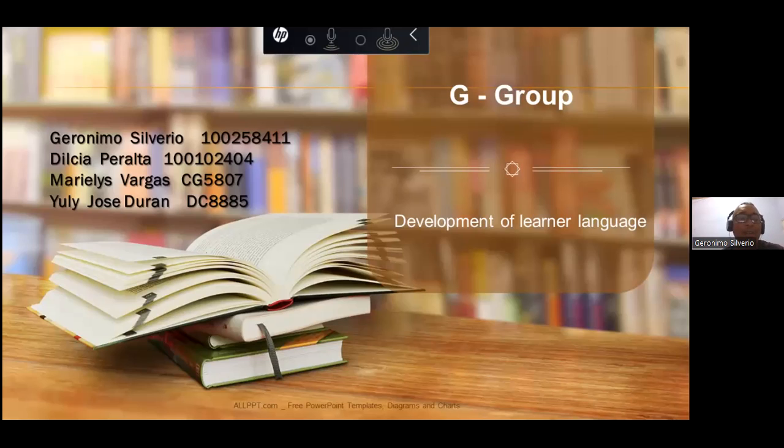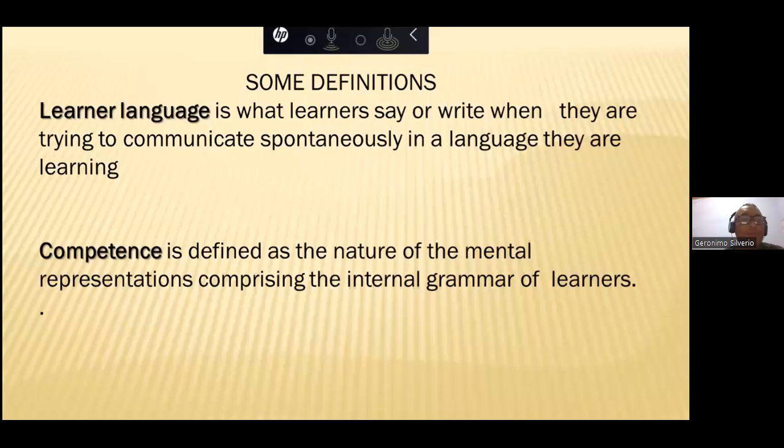We will be discussing the chapter in the book about development of learner language. Learner language is what learners say or write when they try to communicate spontaneously in the language they are learning.